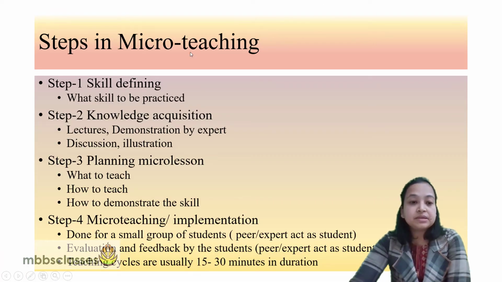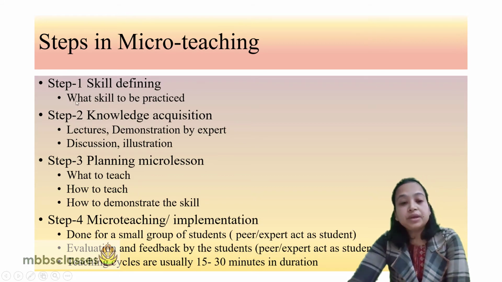So the first step is defining the skill. That means the skill which we are going to practice must be decided beforehand. In the second stage, appropriate knowledge about the skill which we are going to demonstrate must be gathered through lectures and demonstrations by the experts. Now, when we plan a micro lesson, we must decide what we are going to teach, the content, how we are going to teach, and how we are going to demonstrate the skill.